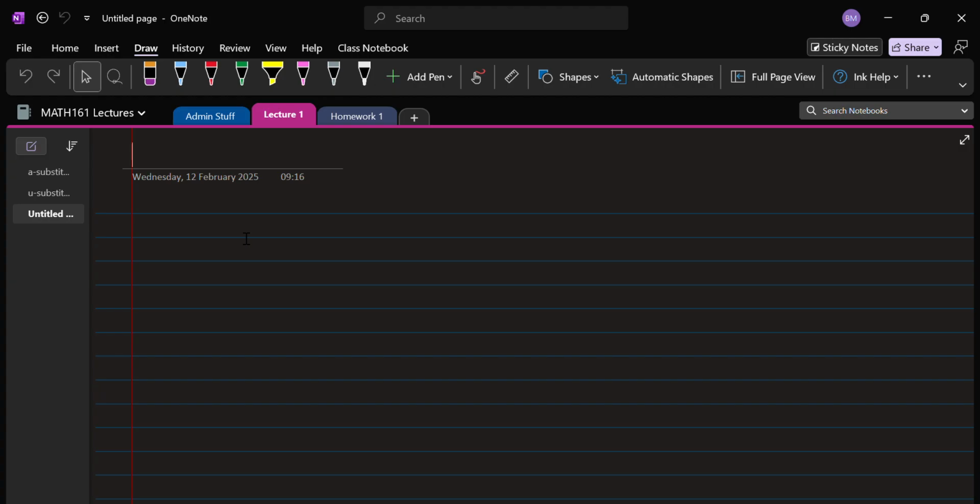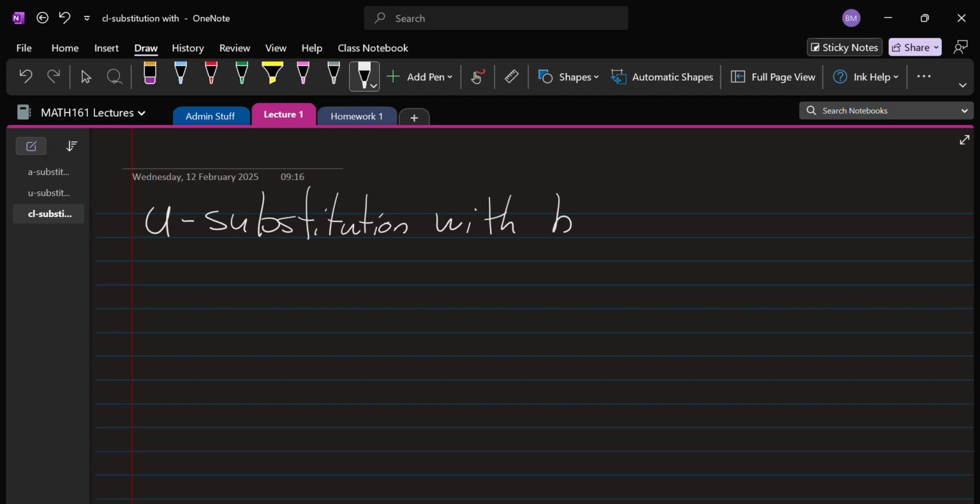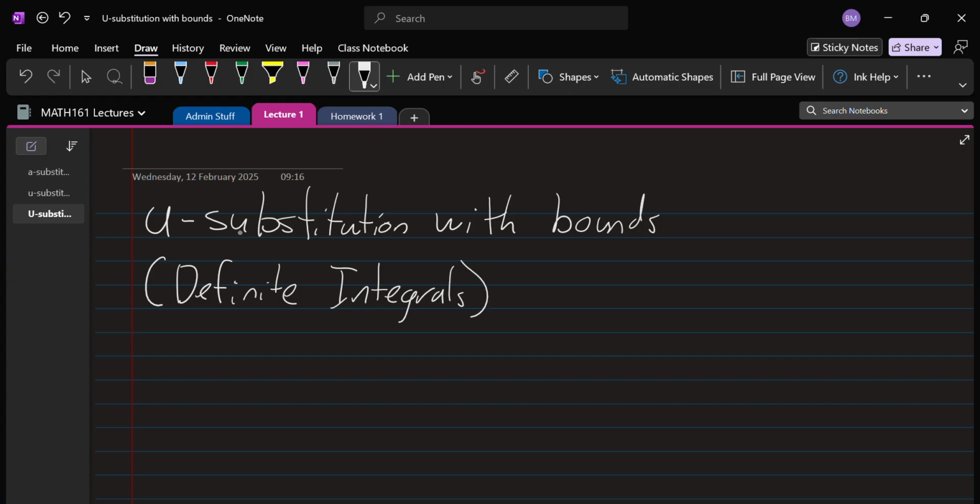Okay, next thing, use substitution with bounds. So for all of the problems we've looked at so far, those were just indefinite integrals. Now we're going to look at what happens if you're going from A to B. So use substitution with bounds. In other words, definite integrals.